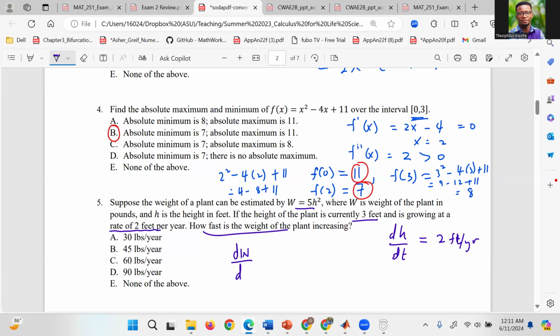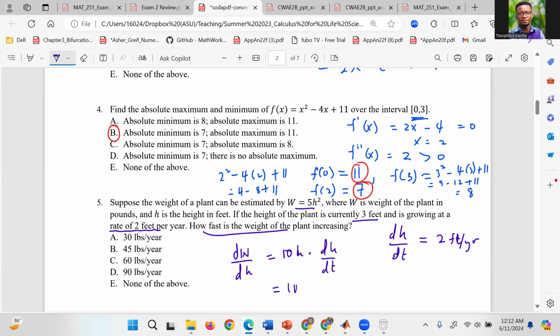So with that, what do we think we should get? Our dW/dt, is it the H or the T? So the H will be what? That will be 2 times that, which gives us 10. Okay. So 10H, then dH/dt.